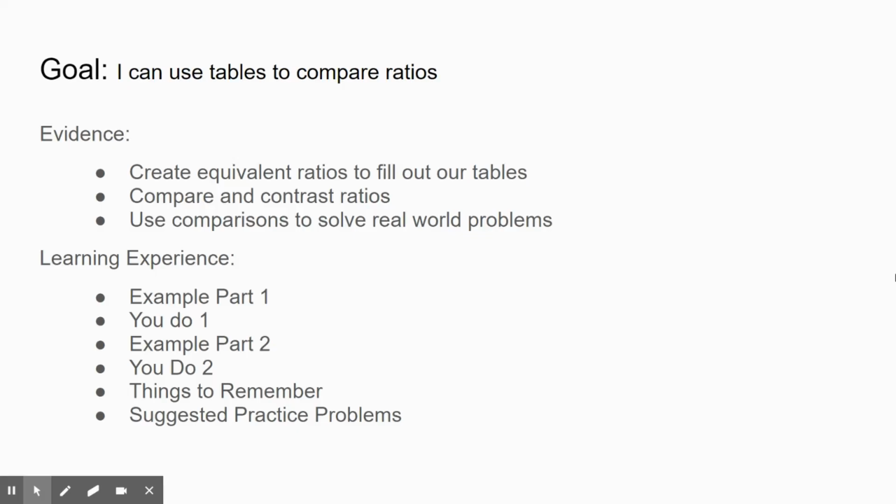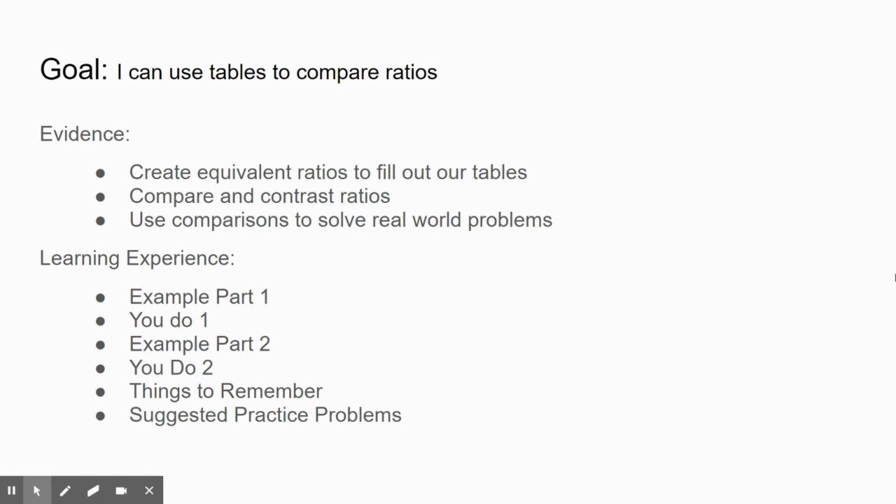In this video, we are going to be using tables to compare ratios. We're going to create equivalent ratios to fill out our tables. Watch the last video if you don't remember how to do that. I think it was example 2. Compare and contrast ratios: which ones are bigger, which ones are smaller, how do you compare them? And of course, we're going to use comparisons to solve real-world problems.